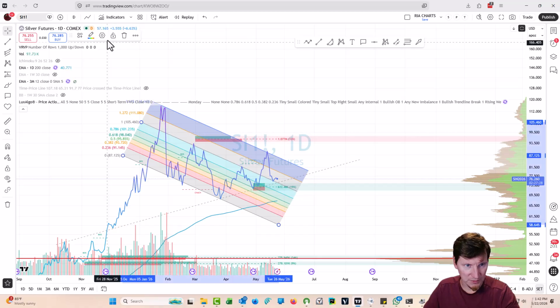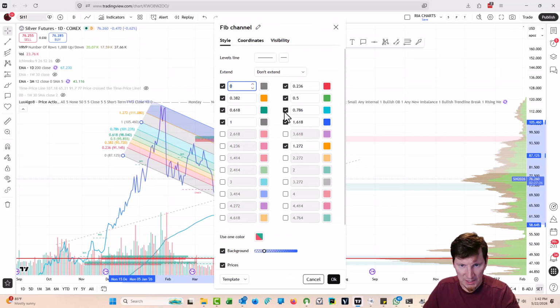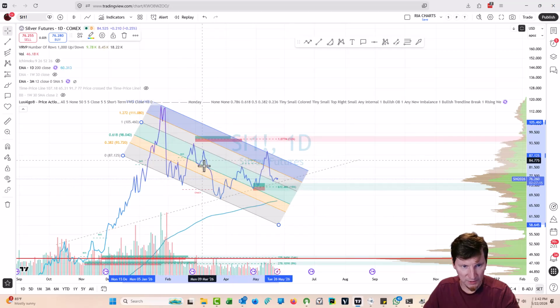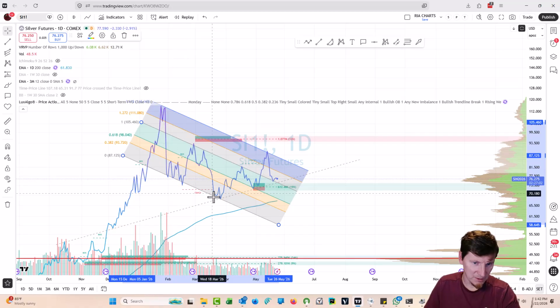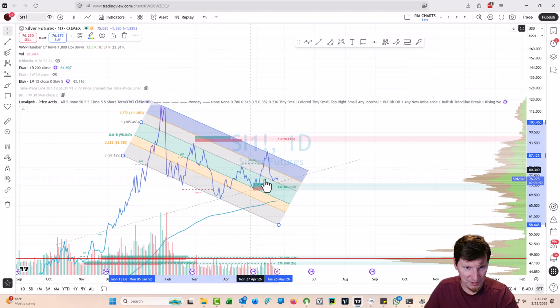Let me turn this off here. How about get rid of 786? We'll leave halfway out for just a minute, just to see. Okay, so here we have the 618. We retrace to it several times. We retrace to the 382 on the daily, and then we got trapped underneath it early on. These are all just parallel channels. You can see them going.